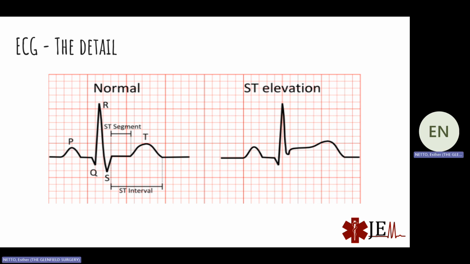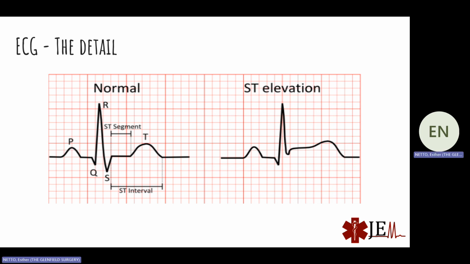So again, we have the P wave initially, the QRS complex, which is the spike, and then we have the T wave. And that pattern should simply repeat. So you should have one of these followed by another one, followed by another one, and that would make up your ECG as a whole. Now that's a normal ECG.